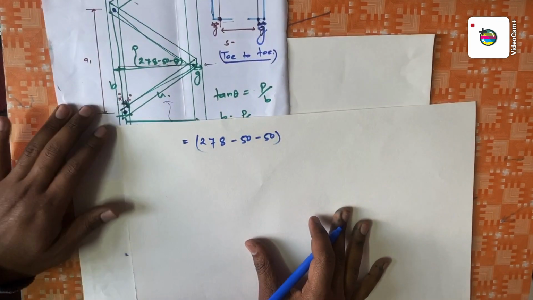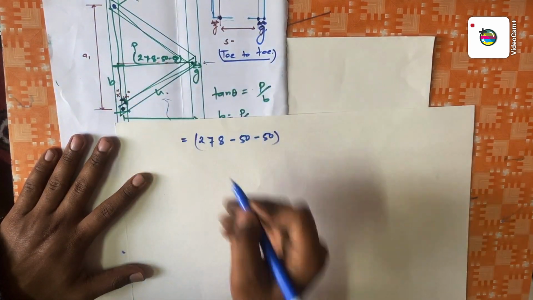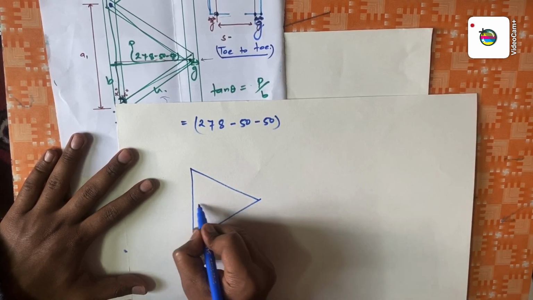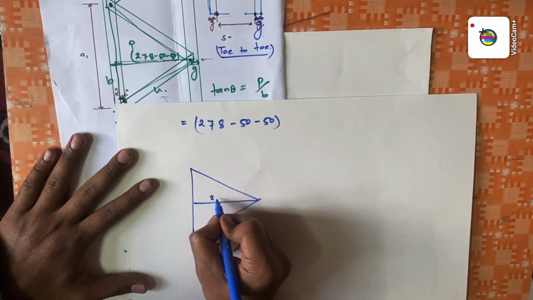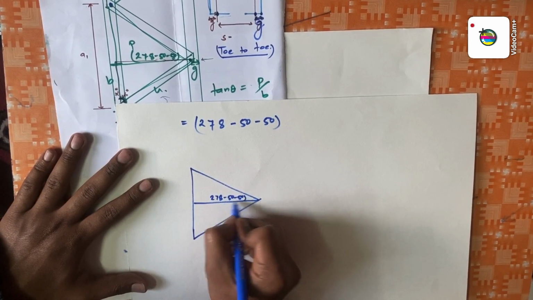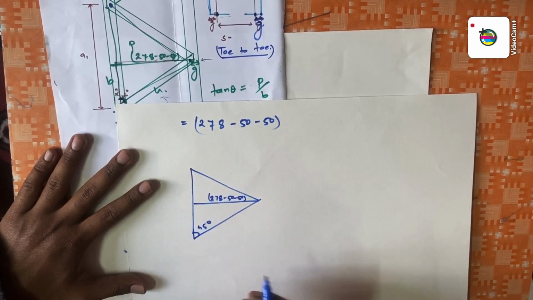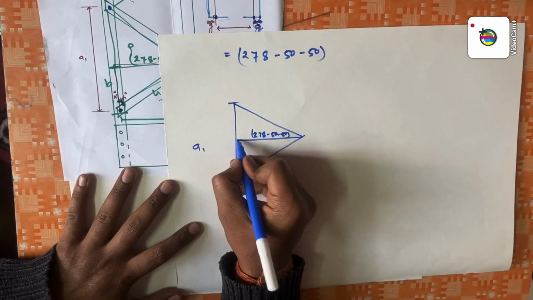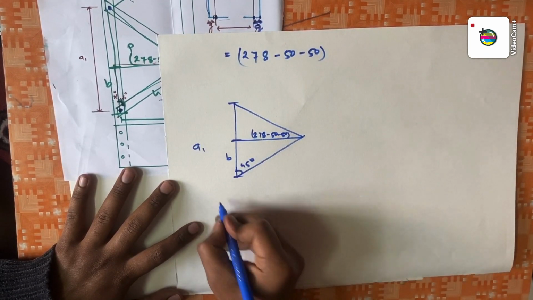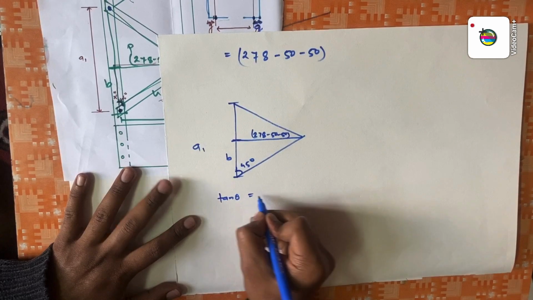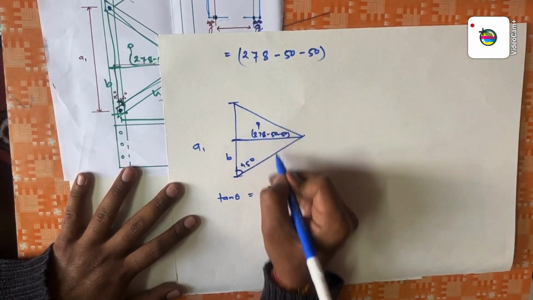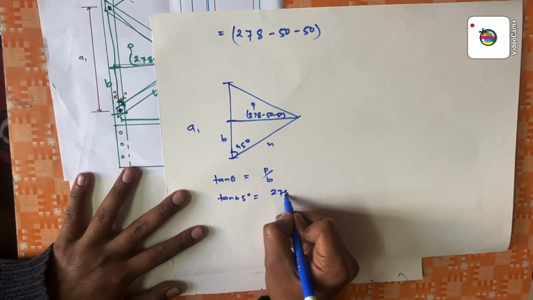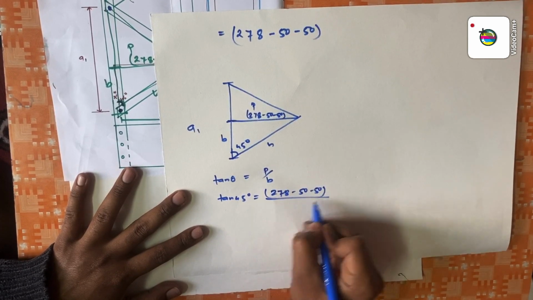Now we have to find out this value, that is the B value. Let's consider it as a triangle. Suppose this is your triangle. You know the value 278 minus 50 minus 50, and you know this angle, that is 45 degree. If you calculate the distance from here to here, suppose this is A1, let's take this distance as B for some time. So tan theta is equal to P by B. This is our P, this is our H. So tan 45 degree will be (278 minus 50) by B.